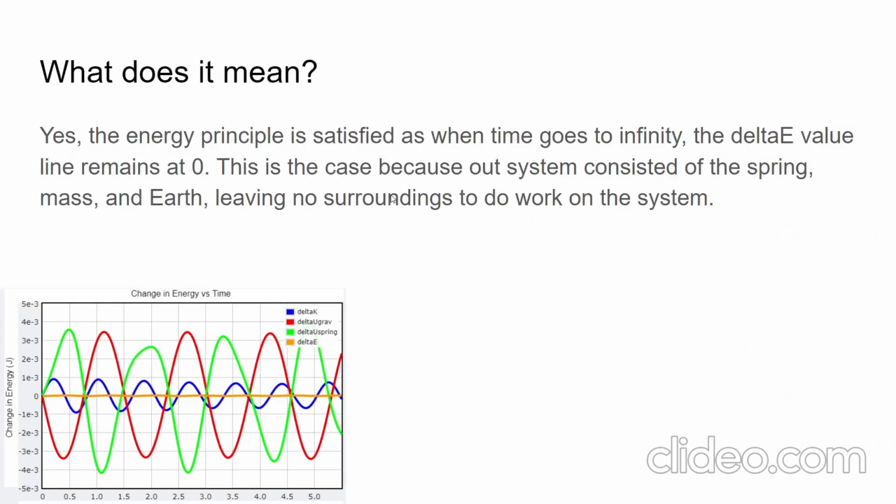For our what does it mean? Yes, the energy principle is satisfied. As time goes to infinity, the delta E value line remains at 0. This is the case because our system only consisted of the spring, mass, and earth, leaving no surroundings to do work on the system. So our total energy should be 0.